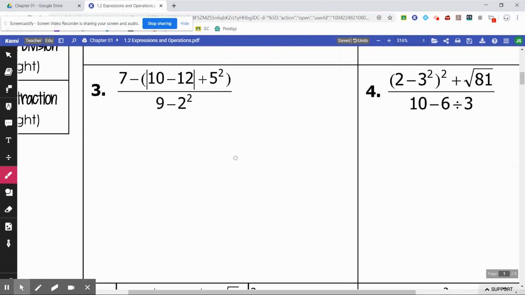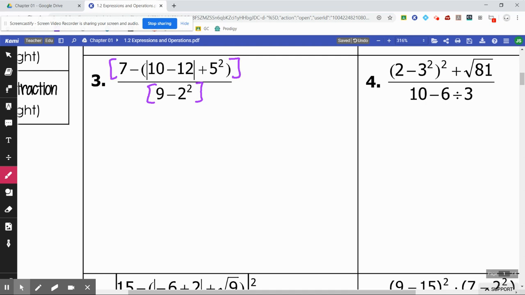Number 3, grouping symbols, always first. So actually, since you have fraction bars, this whole top is grouped together. The whole bottom is grouped together. A fraction bar works as grouping symbols. So what I'd probably do is let's work the top first. Let's work this as 2 completely separate problems.